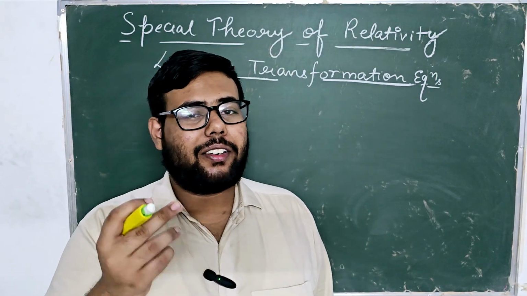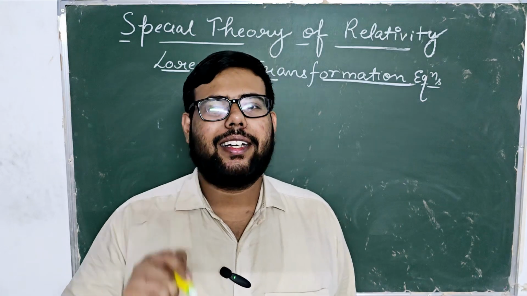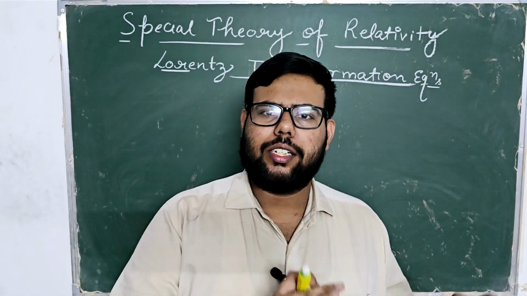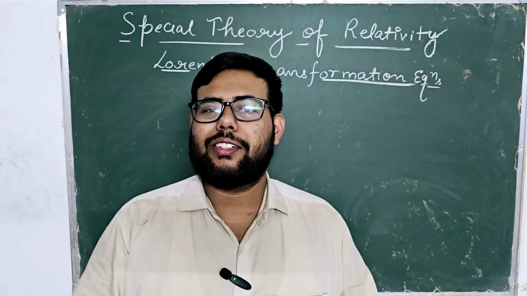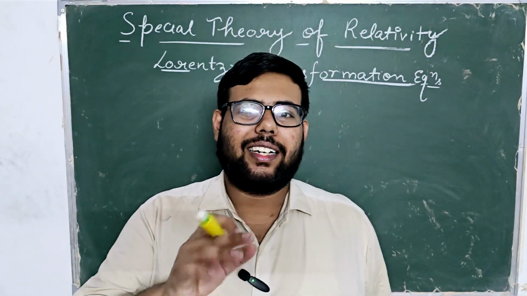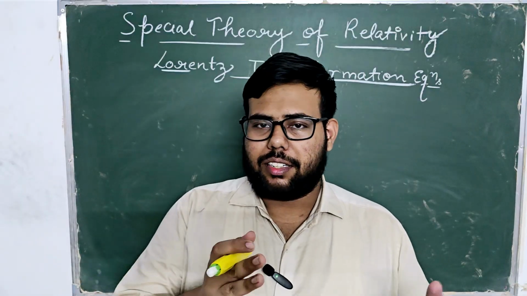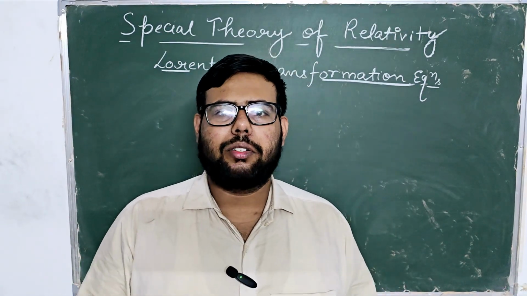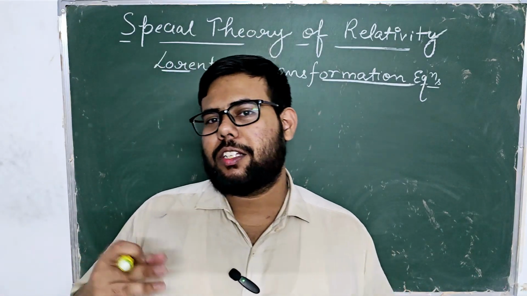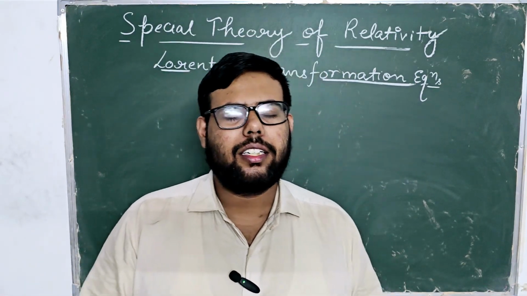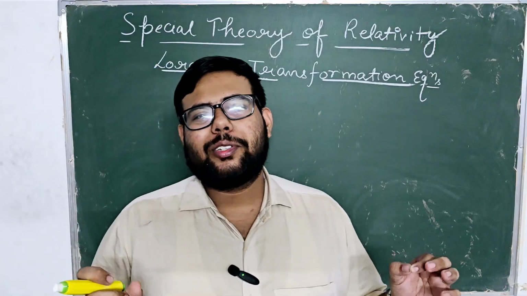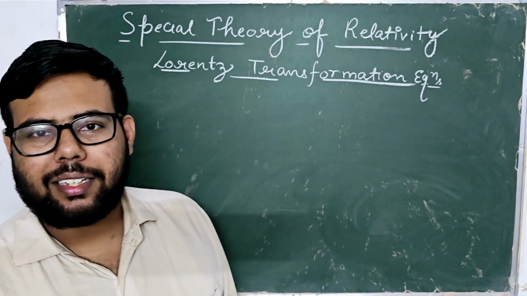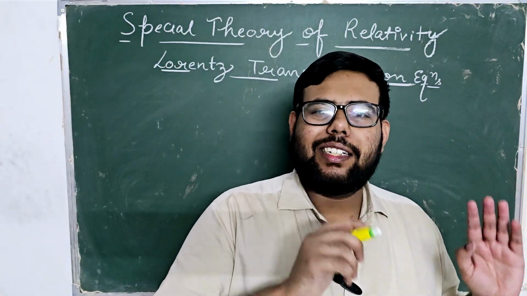So if it is constant for all inertial frames of reference, it means that the Galilean transformation is not correct. It is correct for small velocities, but for high velocities it is not true, because it would imply that the speed of light depends upon the observer who is observing the light. In that case light could be c plus v or c minus v, which is not true. So we have to change the transformation equations from Galilean to Lorentz transformation. Today we are going to discuss this.